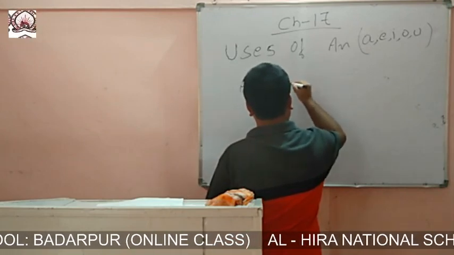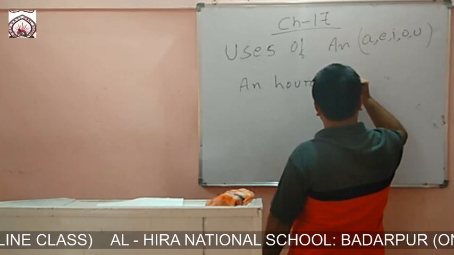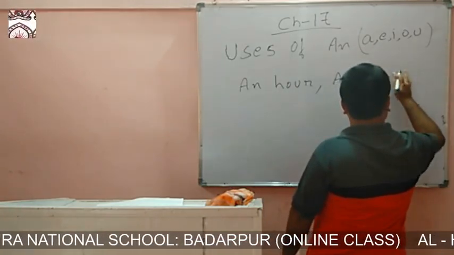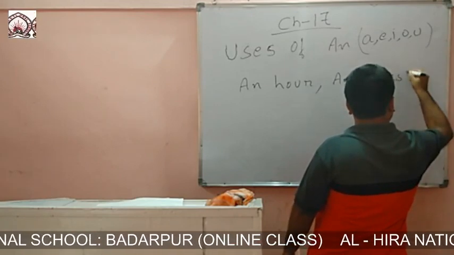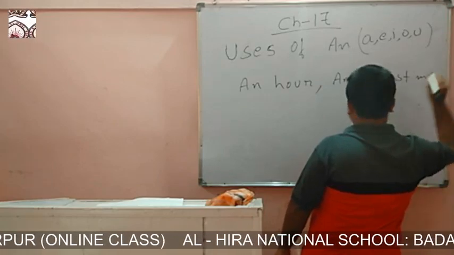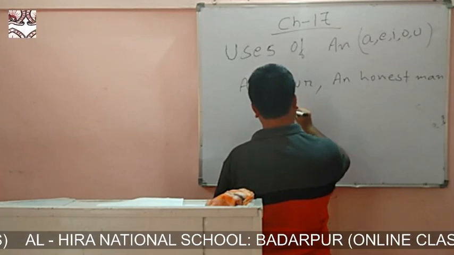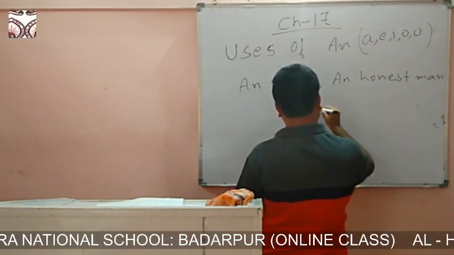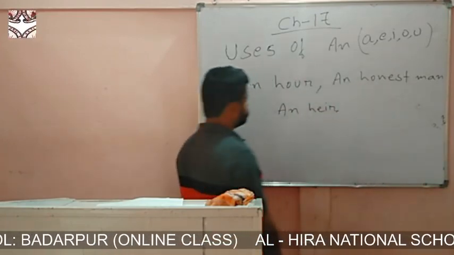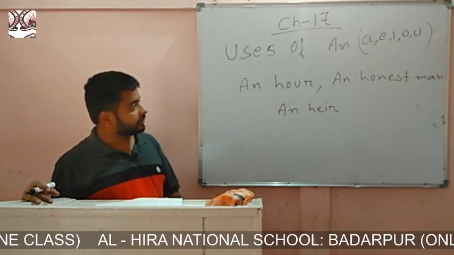an hour, h-o-u-r; an honest man, h-o-n-e-s-t, honest, m-a-n, man; an heir, h-e-i-r. So I have written three words, three examples, on the board.